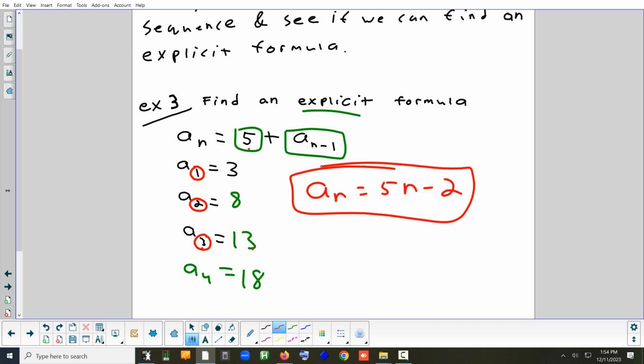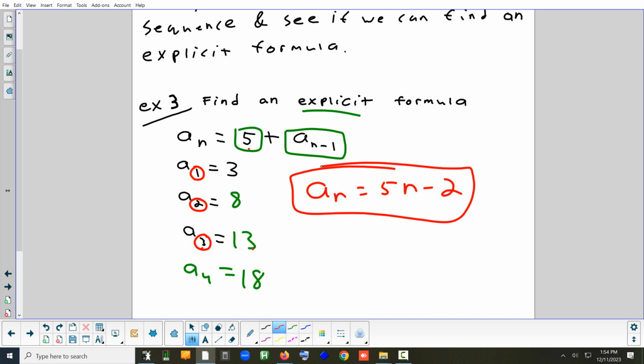Because sometimes you find one that works for the first one, but then it doesn't work for the second one. Like you might say, oh, I just take 1 and triple it. Triple 1, you get 3. Well, if you triple 2, you get 6. So that didn't work. Yeah, the pattern is times 5 minus 2.